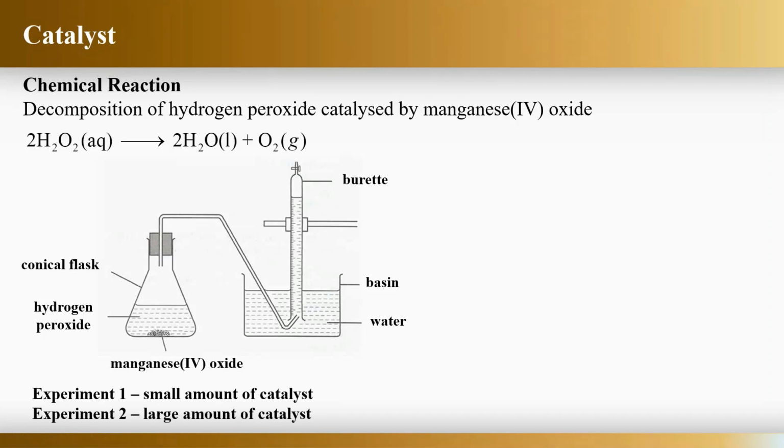In this experiment, we use two sets, one with small amount of catalyst, second with a large amount of catalyst. Without catalyst, this reaction will happen very slowly to the point we cannot see it happening.